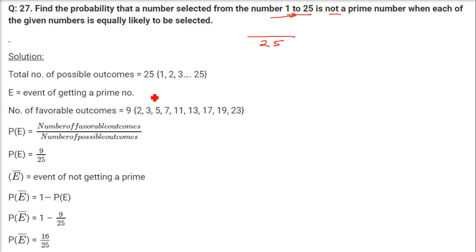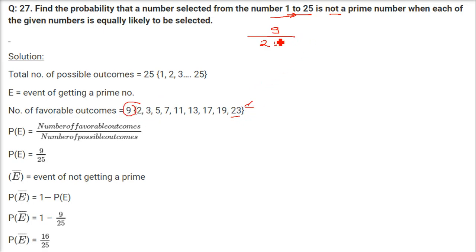That is, how many primes are there? Just start from 1. 1 is not a prime. 2 is a prime. 2, 3, 5, 7 till 23. So these are the numbers. Prime numbers are those numbers which are divisible only by themselves or 1. There is no other number which can divide them. So this set is the list of prime numbers between 1 and 25. So just count them. How many are there? 9 are there.